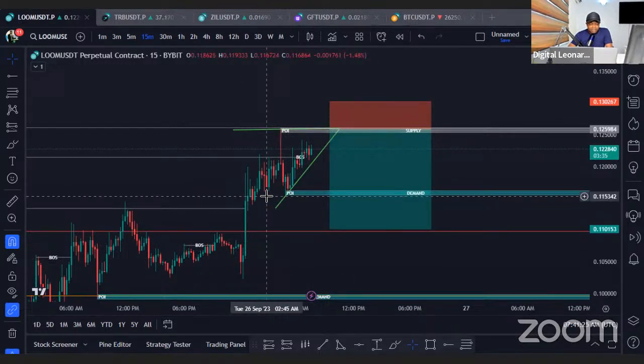Okay, I think another token that I just looked at right now, I think GFT is working out too. GFT is working out too.